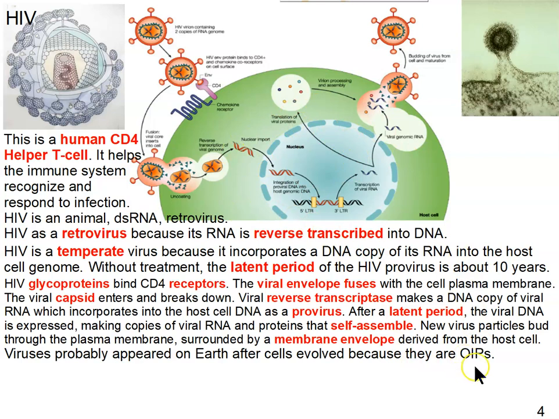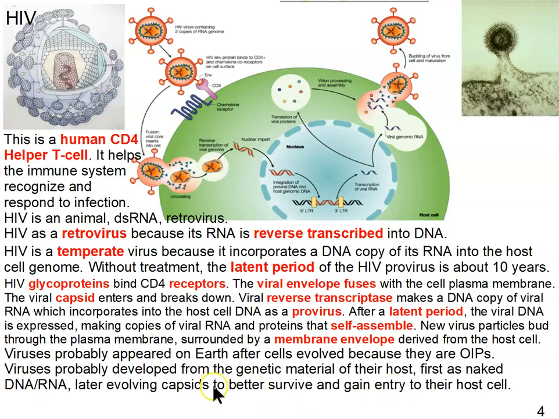Well, because viruses can't survive without living cells, it's speculated, because we don't have a time machine to go back and see what happened, that viruses must have evolved or appeared after living cells evolved. They probably developed from the genetic material of their host, first as naked DNA or RNA just in the environment, DNA or RNA that escaped from inside the cell and then got inside other cells, and then later evolved capsids to better survive and gain entry into their host cells.